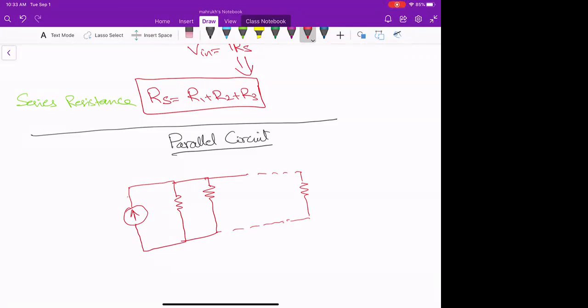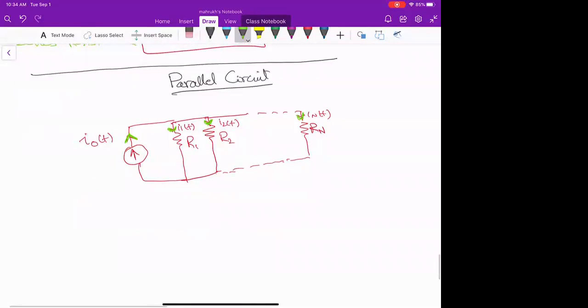So if this is my I naught of t, this is R1, R2, Rn, with currents I1 of t, I2 of t, In of t. So the direction of the currents is opposite to I naught of t.